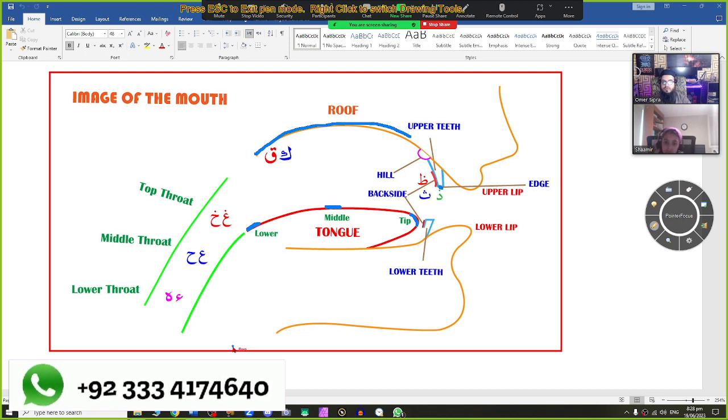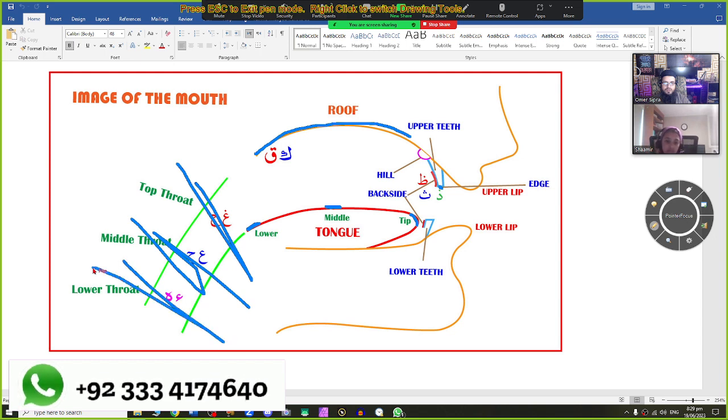Brilliant. Good job. This one is the top throat. What is it? The top throat. Yeah, and this one, the middle throat. What is it? The middle throat. And this one is the lower throat. What is it? The lower throat. Good job, mashallah.